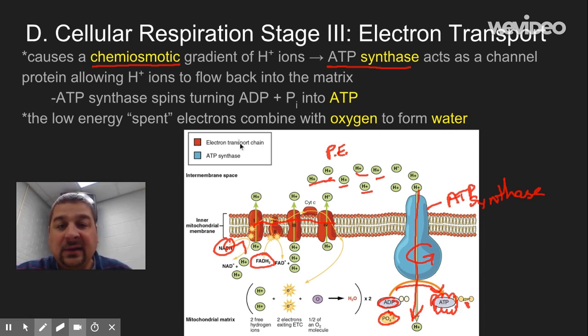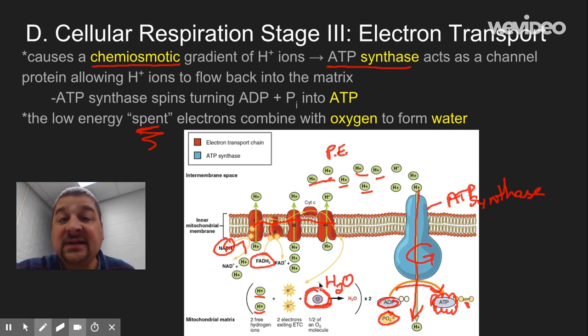The last thing to look at here is what happens with the electrons. As the electrons are spent, or lose all their energy, they come down here, and two electrons combine with two hydrogen ions and an oxygen. So what will that make? Well, two H's and an O. H2O. So the oxygen, this is why we need to breathe. We need to breathe to stay alive. We say we need oxygen for cellular respiration. This is the aerobic part. Why do you need oxygen? Oxygen is required at the end of the electron transport chain to accept these spent electrons, and that turns into water.